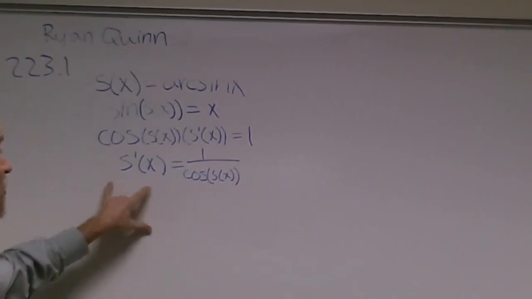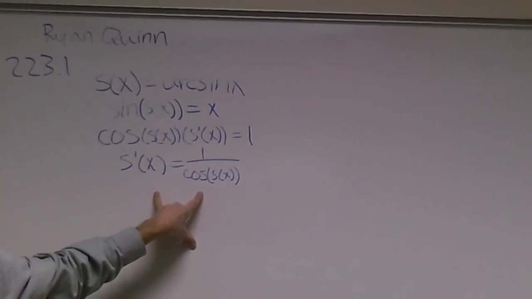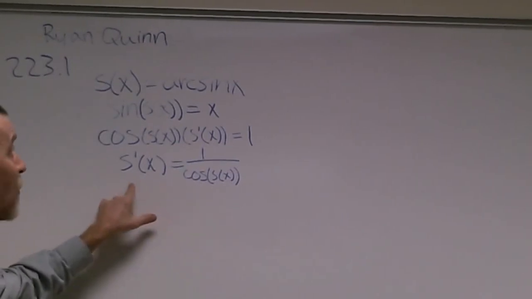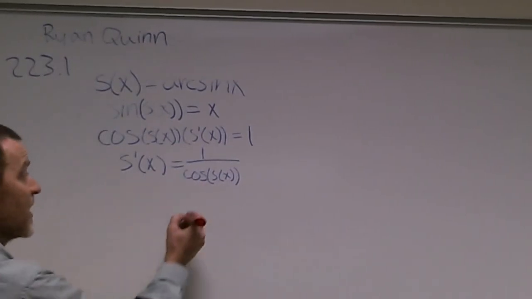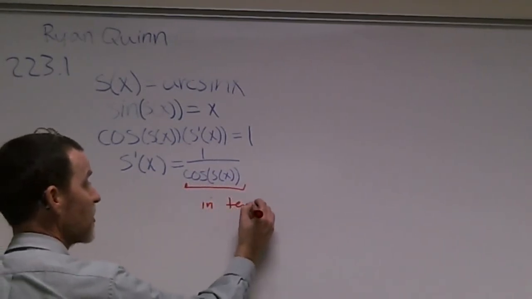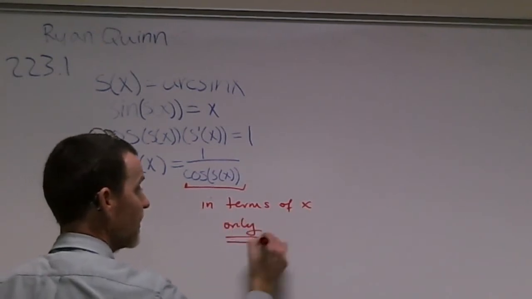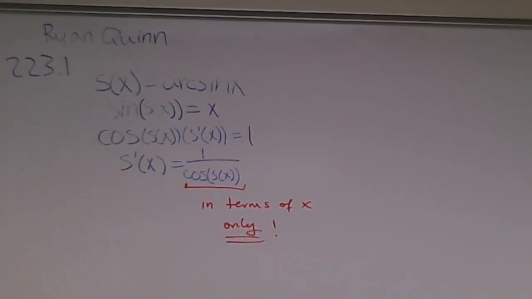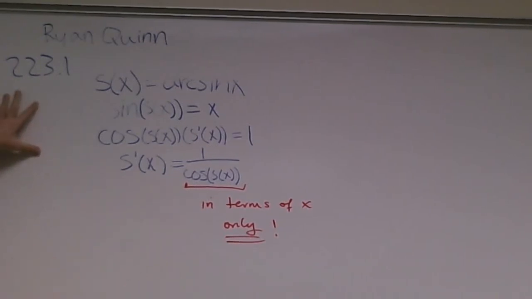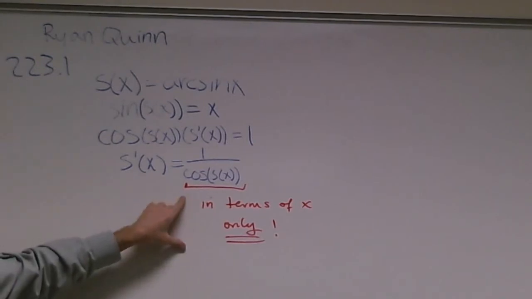And then he solves for s prime of x, and he's got that. And his answer is absolutely right. Nobody can argue with him. Absolutely right. I would like to rewrite this completely only in terms of x. So I'd like to rewrite this side only in terms of x.